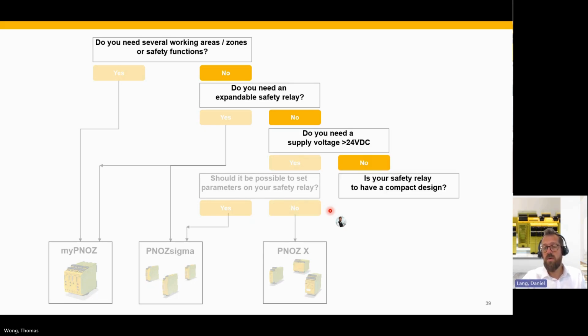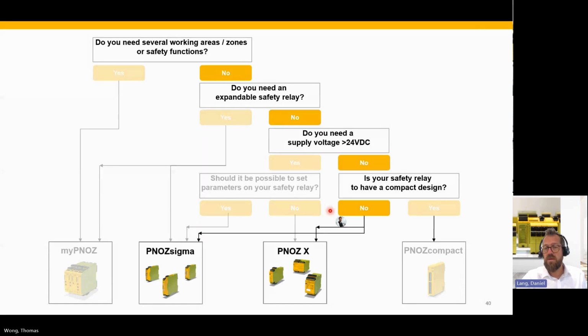So if you only need 24 volts DC, and you need a very specific, very compact design because your control cabinet is not that big, then the Pnots Compact is your best fit because it's smaller in width and size. If you say it doesn't matter, it needn't be a compact design, then you can also go with Pnots X and Pnots Sigma because they handle everything.